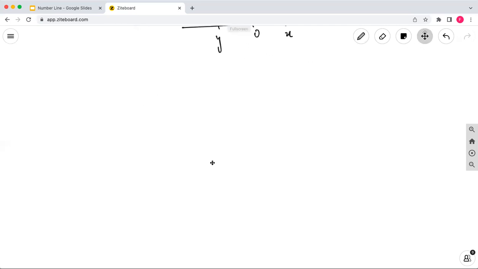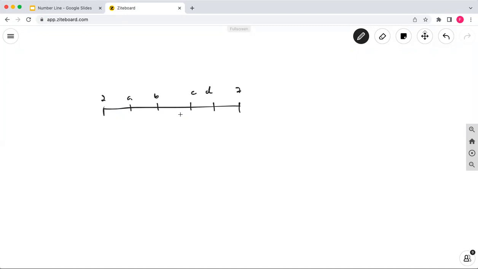Okay, so one more thing, and usually a person commits a mistake in this. For example, if I have a number 2 and this is 7, let's suppose this is A, this is B, this is C, this is D. So what are the values for A, B, C, and D? Can anyone tell, just based on what I told earlier? What is the value of A? What is the value of B, C, D? Anyone? A is 3, B is 4, C is 5, D is 6. Okay, this is 3, this is 4, this is 5.